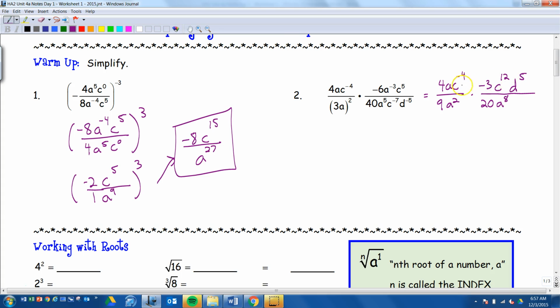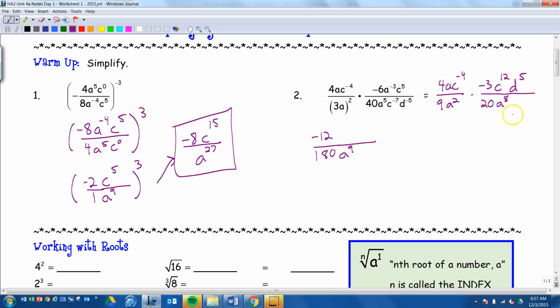Now you can multiply across, so we get -12 over 180. I have an a, an a squared, and an a to the 8th. So I have 10 a's on bottom and 1 a on top. So that means I'm going to have 9 a's on bottom.